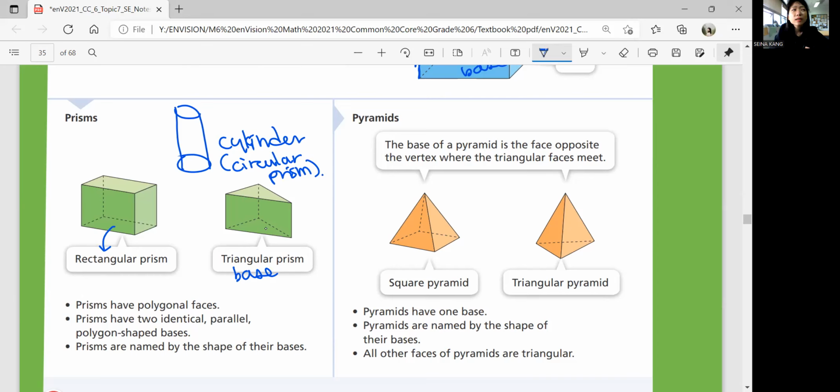So pyramids, look at the pyramids. The base of a pyramid is a face opposite the vertex where the triangular faces meet. Pyramids have a vertex on top. It only has one base. This is a square pyramid, looking at the base, and that's a triangular pyramid. So think about the difference between the prism and the pyramids.